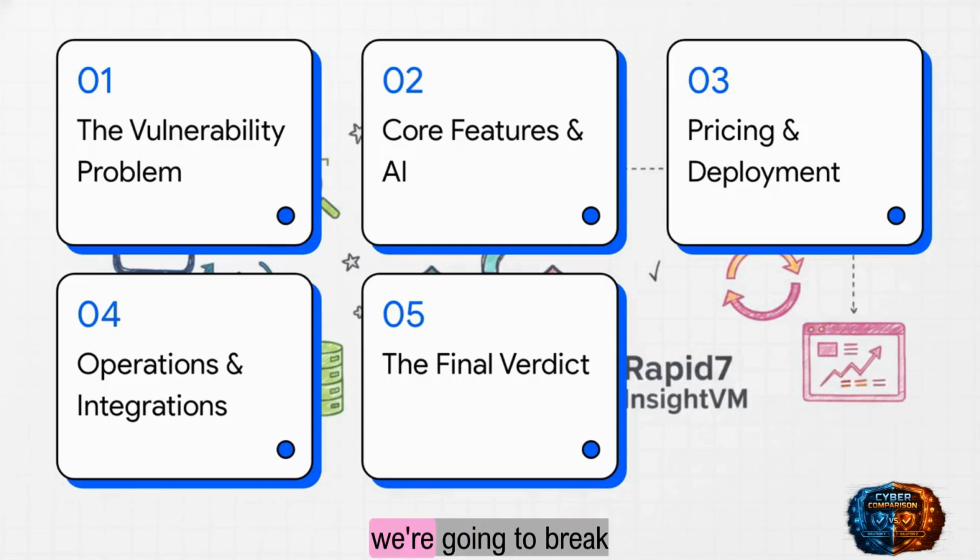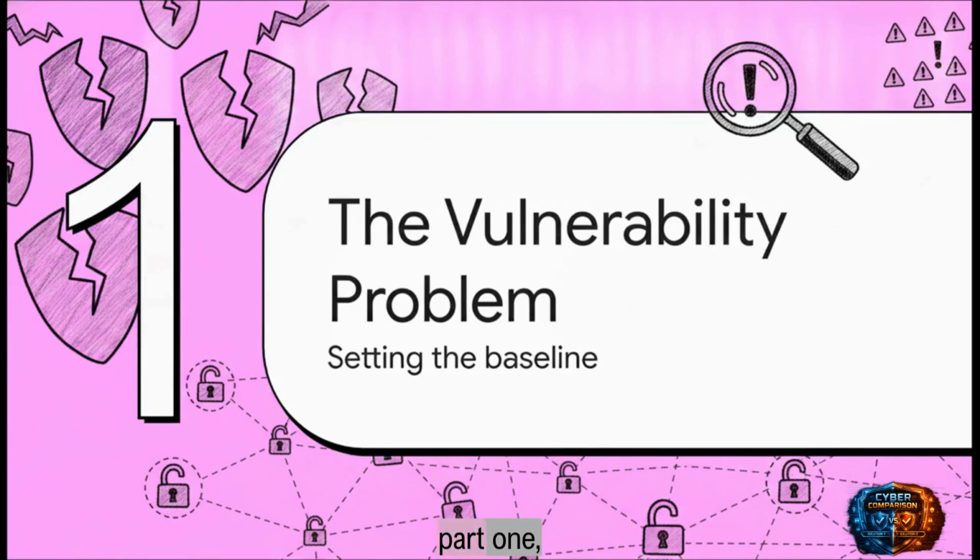To get to the bottom of this, we're going to break things down into 5 parts. First, the vulnerability challenge, then core features and AI, pricing and deployment, operations and integrations, and finally, the final verdict. Okay, part 1, the vulnerability challenge.